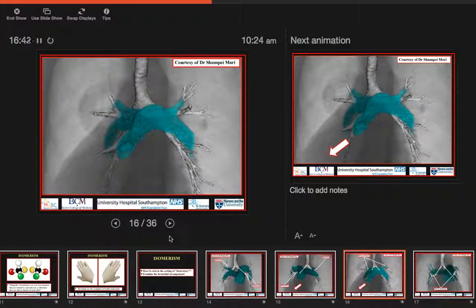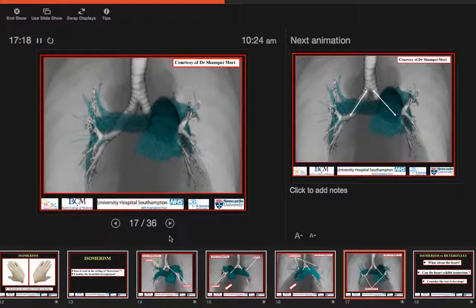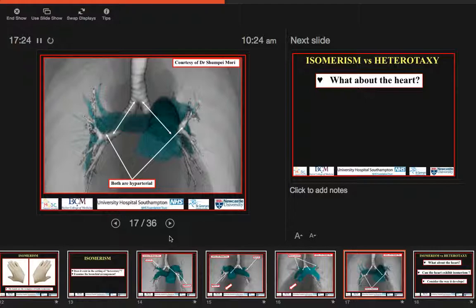But we haven't finished. Here is another of Dr. Mori's patients, and this time again the heart is pointing to the right, but this time we do not have mirror imagery, because both of the bronchuses are short and both of the bronchuses are eparterial. The patient has right bronchial isomerism. The right side of his chest is the mirror image of the left side in the same individual. And here is another of Dr. Mori's patients, with both of the bronchuses being long, both being hyparterial, left bronchial isomerism.